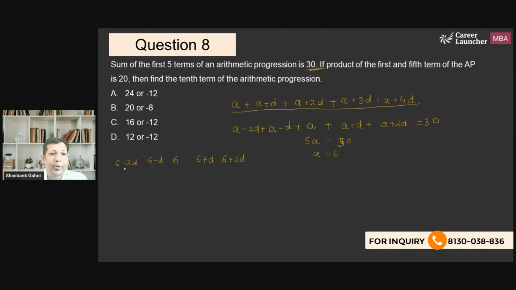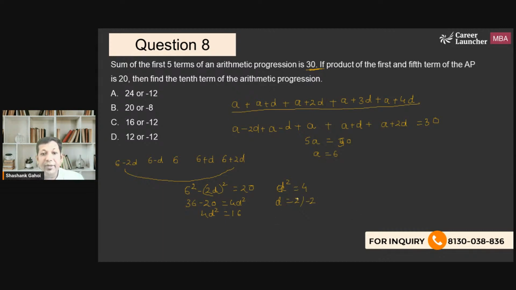Now it says product of first and fifth term is 20. So if I multiply these two terms, A minus 2D into A plus 2D, it comes out to be A square, that is 6 square minus 2D whole square. And this value is eventually equal to 20. Okay. So 36 minus 20 is equal to 4D square. So I can say that 4D square is equal to 16. Okay. So basically D square comes out to be 4. So D comes out to be either 2 or minus 2.